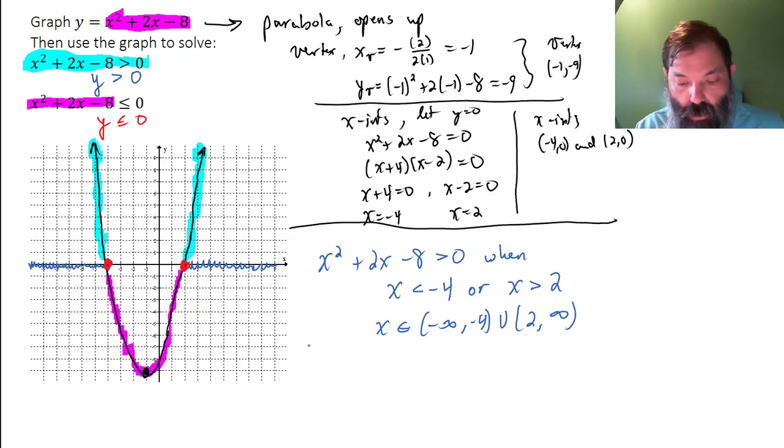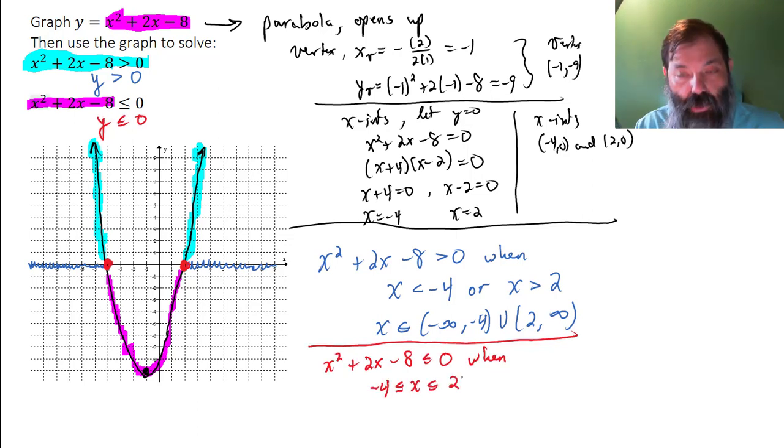And so then x squared plus 2x minus 8 is less than or equal to 0 when x is greater than or equal to negative 4 and less than or equal to 2. That would be a symbolic form, or the inequality form, for the solution. But again, we can write that using interval notation as x is in the interval bracket negative 4, 2 bracket.